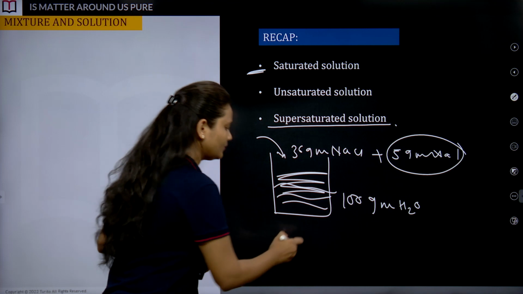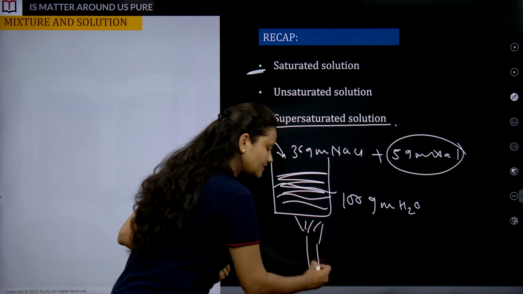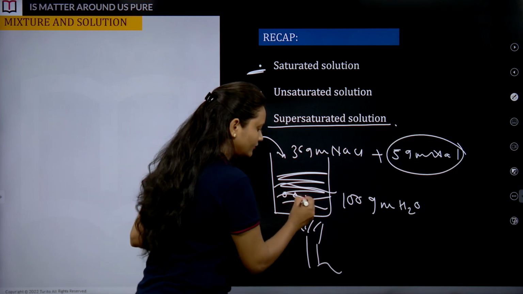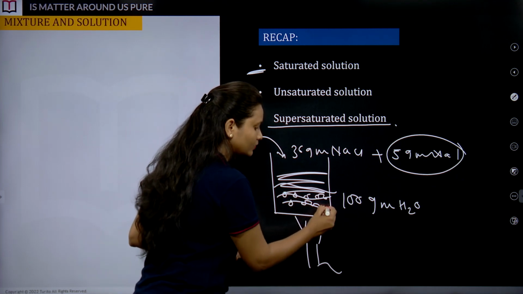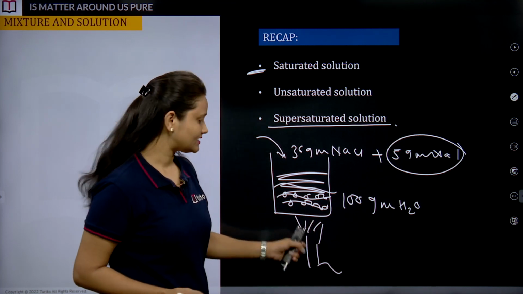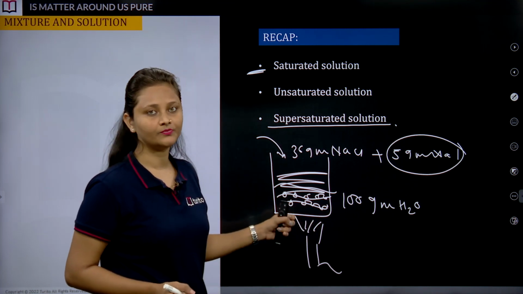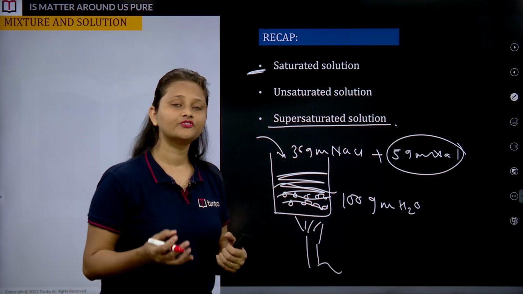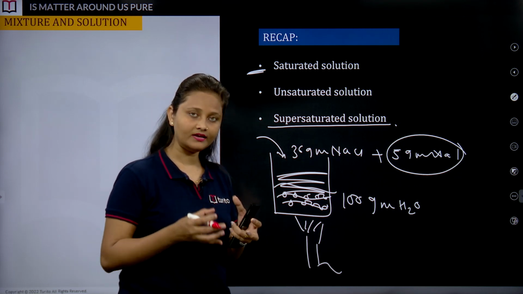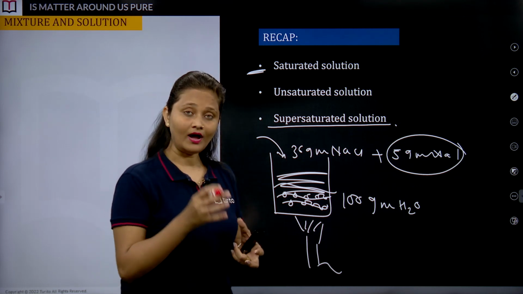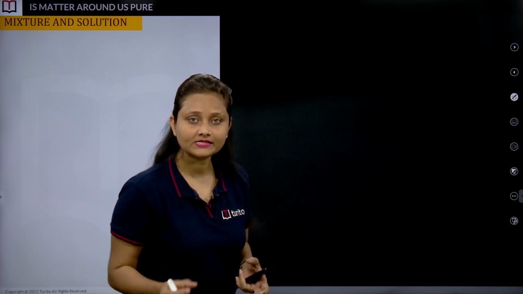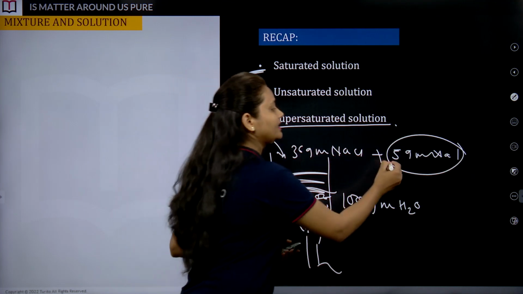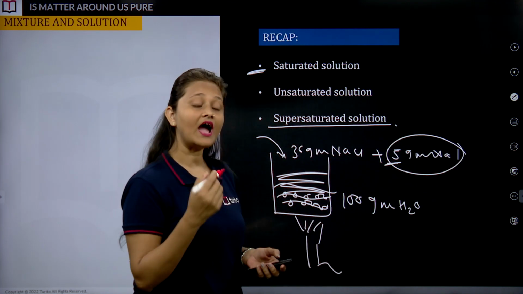But what if I am going to provide heat to the system? What will happen? Students, the molecules are going to get extra activated, because we are supplying heat to the molecules of the saturated solution. Their kinetic energy is going to increase, and that's how they move here and there. While doing it, they are creating some spaces, and these spaces can get filled by the extra 5 gram of NaCl which we have added.